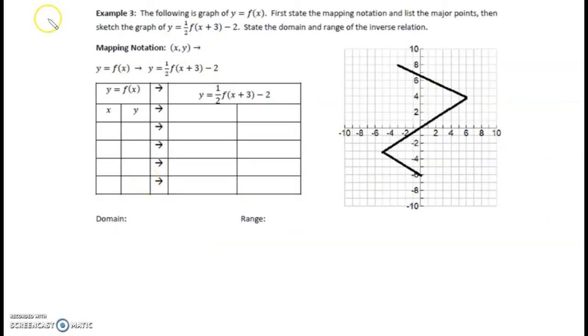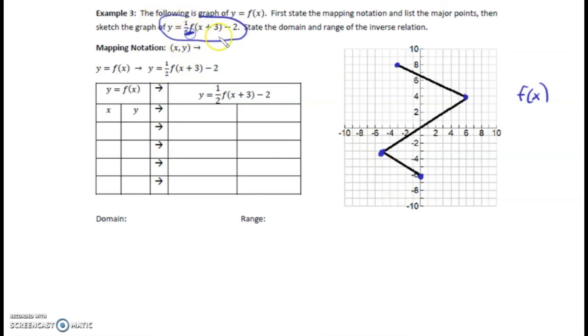Okay, in the last example, the following graph, let's just name it f of x because it's a chunk of 1, 2, 3 different lines. Okay, so first state the mapping notation and then list major points. So when we talk about major points, we're going to talk about endpoints, which are these two, and then turnaround points, which are these two. And we're going to go in order from 1, 2, 3, 4. So they may not look like numerical order, but we're going to go in the order where we would have to connect these. Okay, then we're going to sketch the graph with these transformations on it.